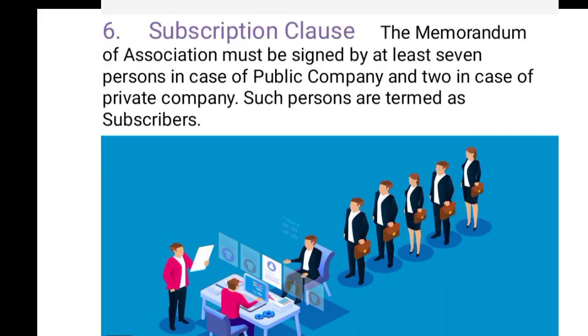Sixth point, that is the last point, and that is the subscription clause of the memorandum of association. So let's see. The memorandum of association must be signed by at least 7 persons in the case of a public company and 2 in the case of a private company. Such persons are termed as subscribers. The memorandum of association must be signed in the presence of at least one witness. Each subscriber must take at least one share.